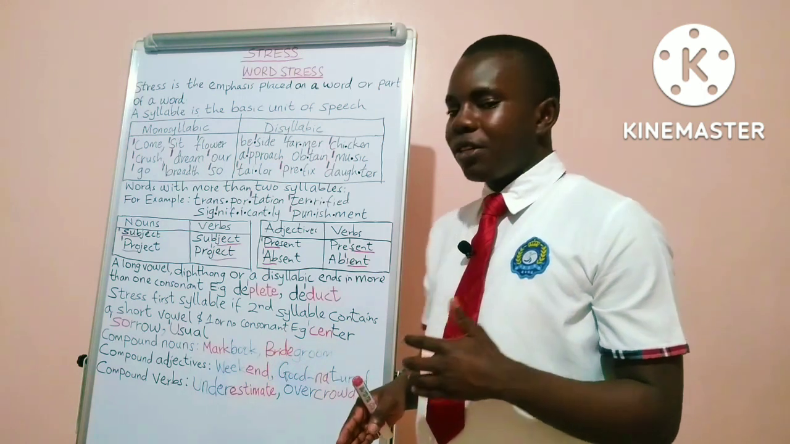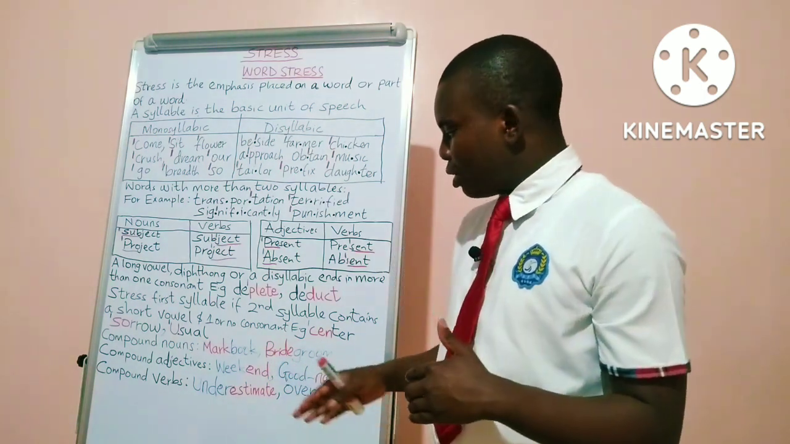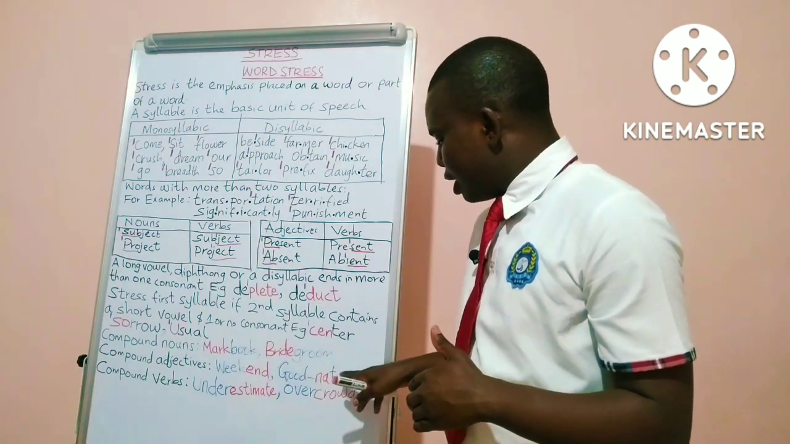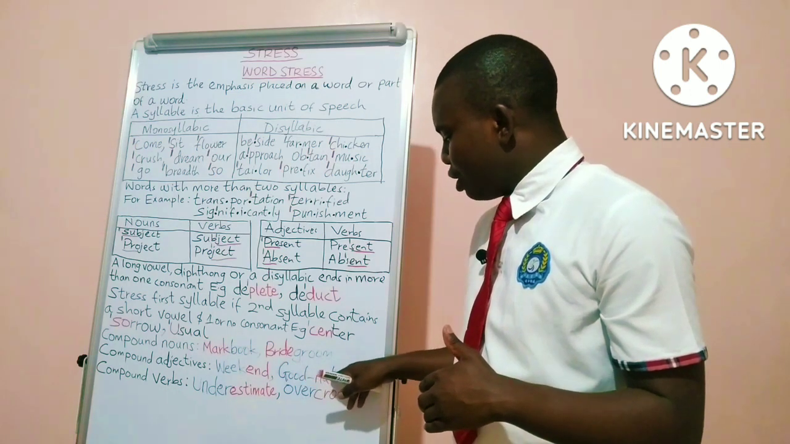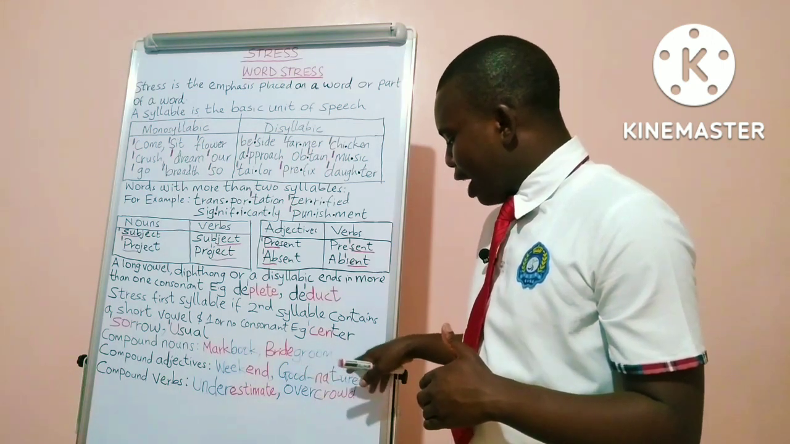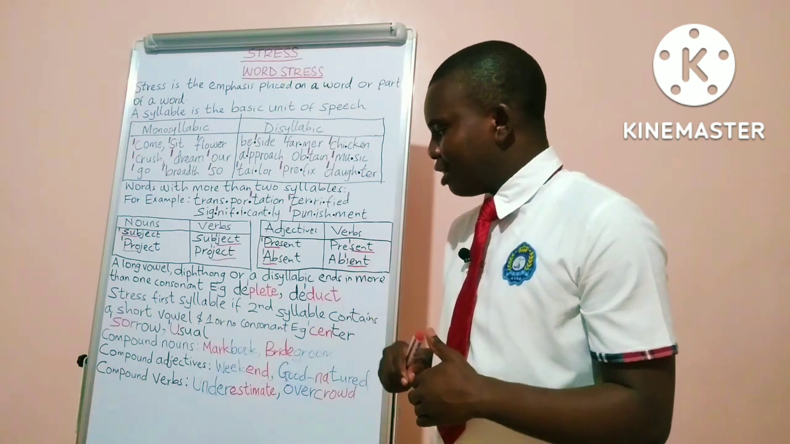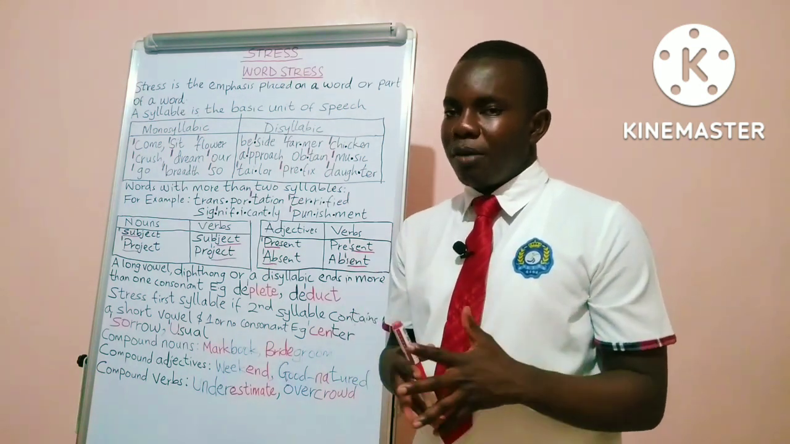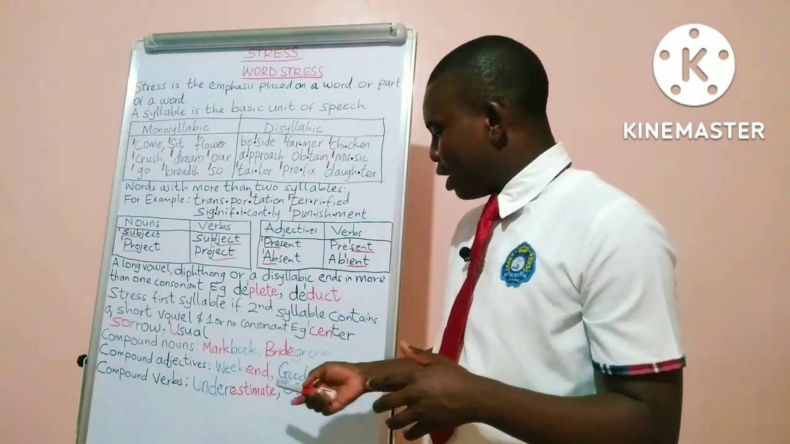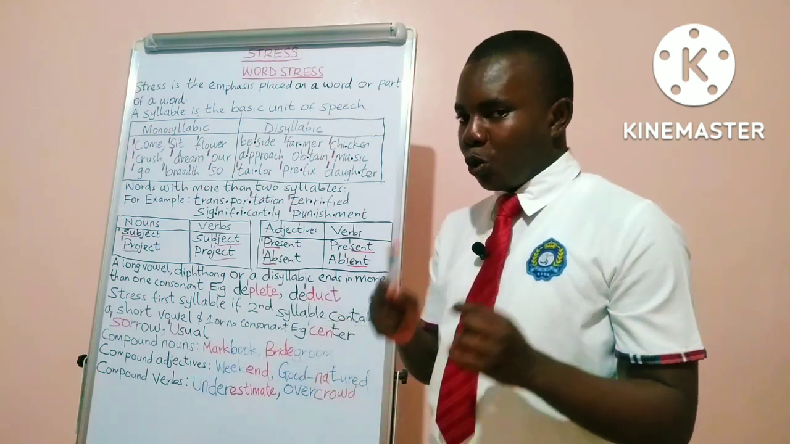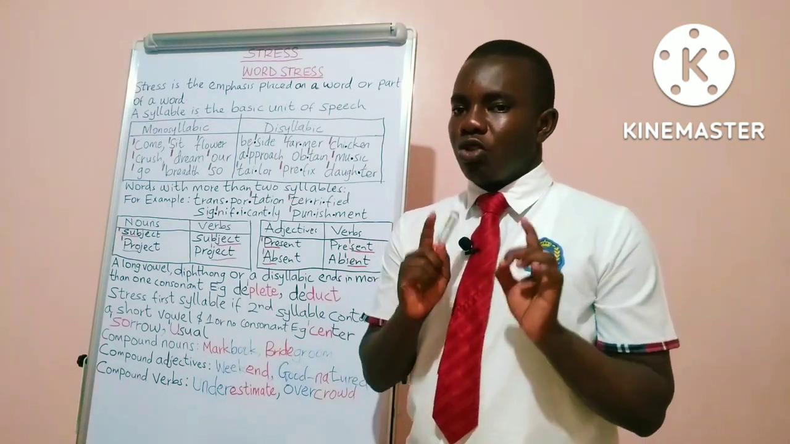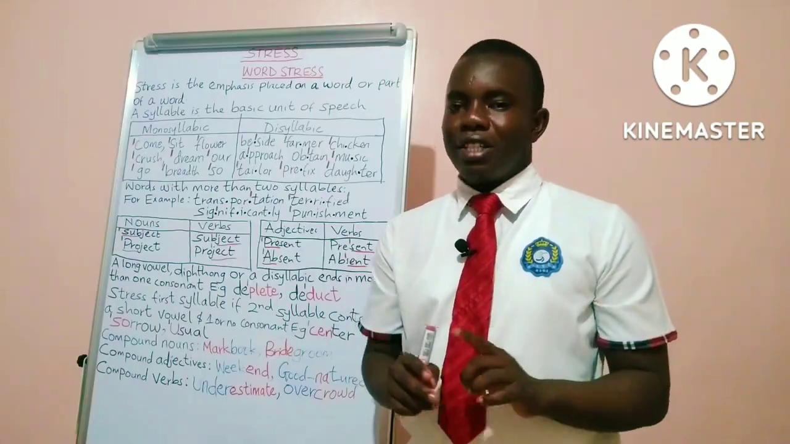In compound adjectives, stress the second syllable. An example here is weekend, you stress end. Good natured, so you stress ne, the beginning of that second part of the adjective. For compound verbs, you do the same as in compound adjectives. You stress the second part. An example, underestimate, so you stress estimate, the same as overcrowd. You stress the word crowd.